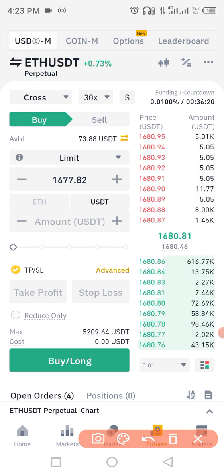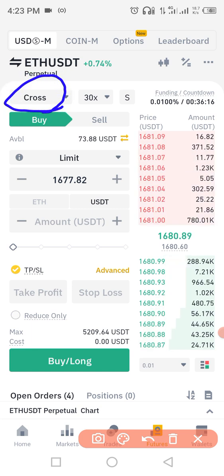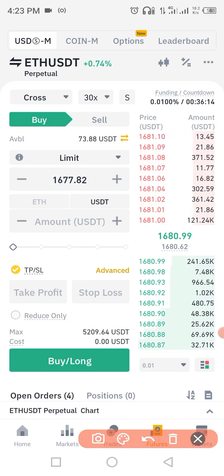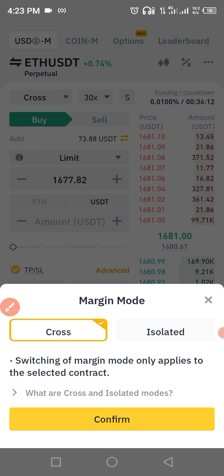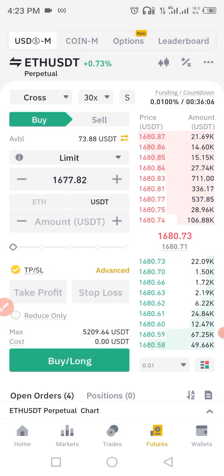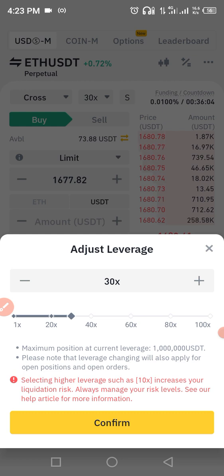The next one we have is the leverage. Of course, I already taught you guys about leverage. Once you want to change your leverage, you can click on it, and then we have the cross or isolated margin, so you can choose which one you want. The next one is the leverage itself. Ethereum has its own leverage running from 1 to 100, so you can change it depending on your risk tolerance.